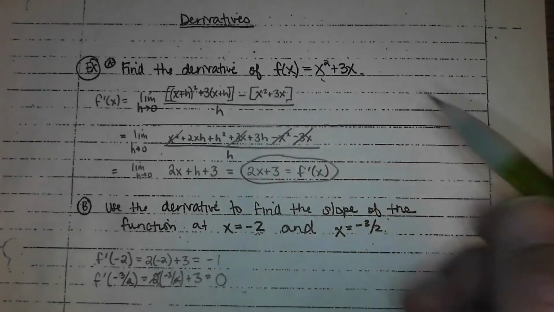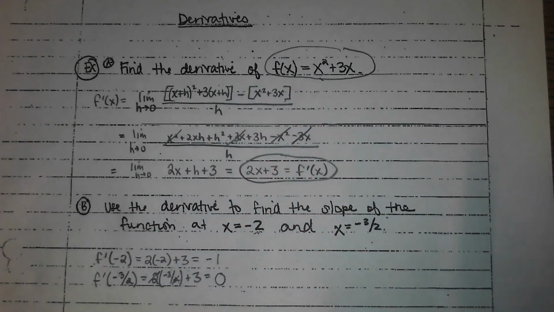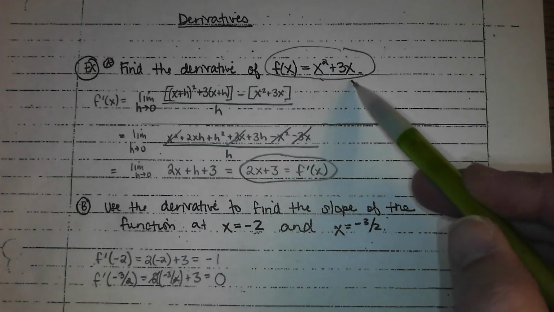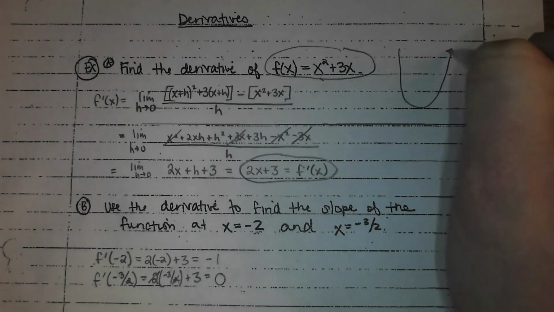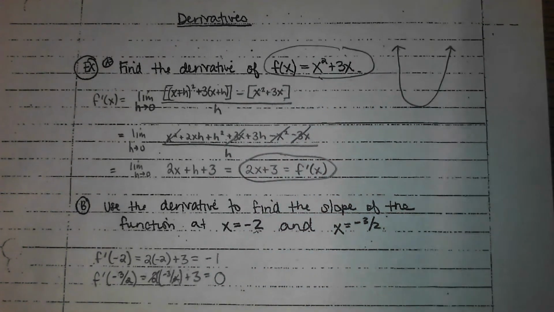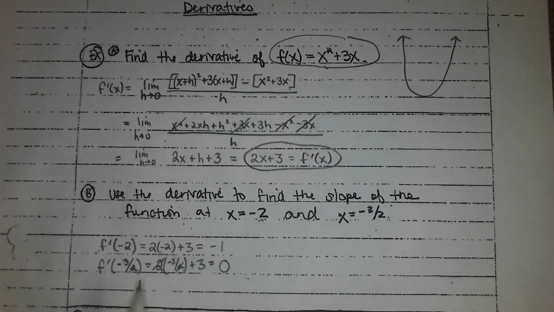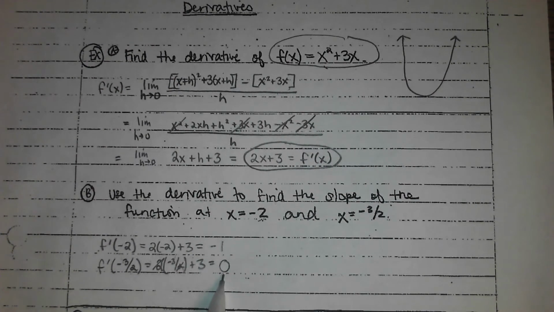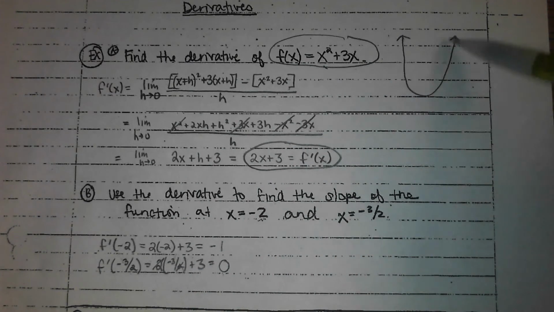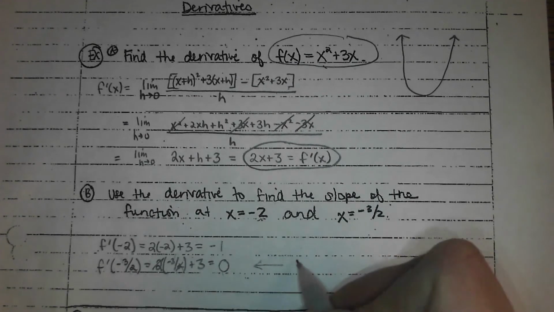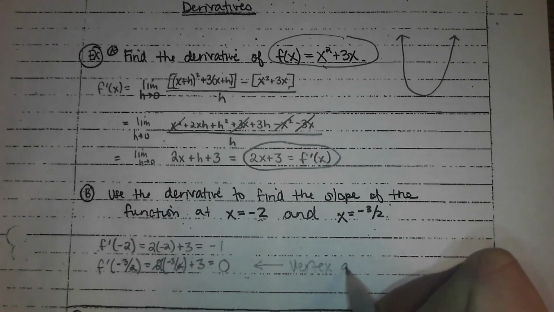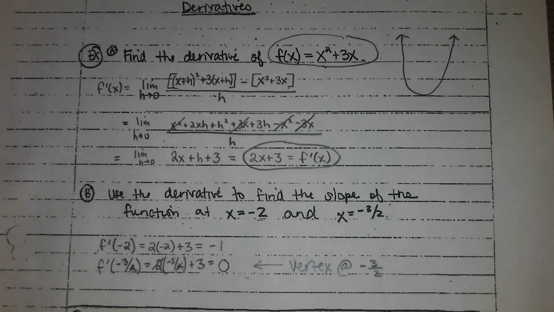What shape was this function again? Aiden? A parabola. So just out of a point of interest, we just found that at the location of negative 3 halves, the slope was 0. Where on a parabola is the slope 0? The vertex, right? So just by chance, we actually just realized that the vertex is at negative 3 halves.